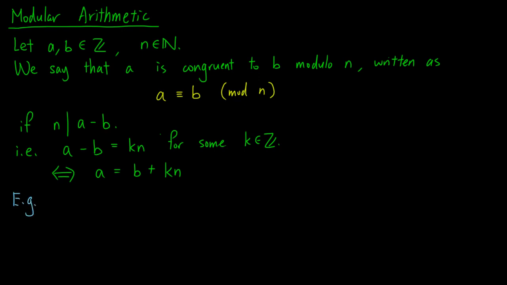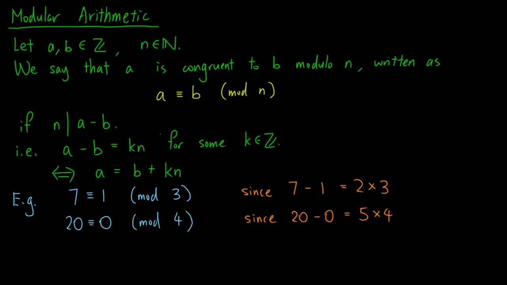For example, 7 is congruent to 1 mod 3, since 7 minus 1 equals 2 times 3. 20 is congruent to 0 mod 4, since 20 minus 0 equals 5 times 4. Also, 15 is congruent to negative 12 mod 9, since 15 minus negative 12 equals 3 times 9.